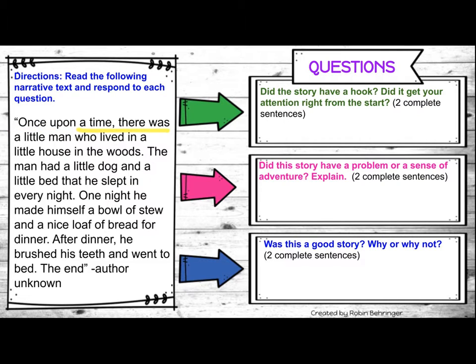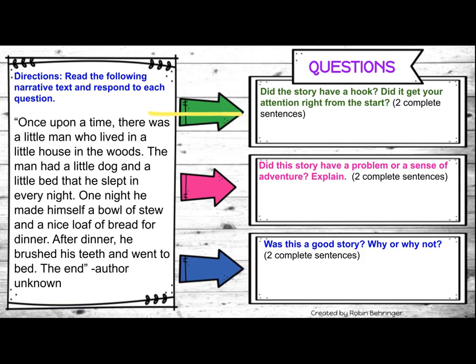Once upon a time, there was a little man who lived in a little house in the woods. The man had a little dog and a little bed that he slept in every night. One night, he made himself a bowl of stew and a nice loaf of bread for dinner. After dinner, he brushed his teeth and went to bed. The end. Author unknown.